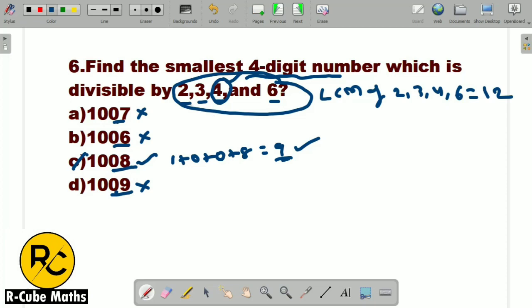The given number is divisible by both 2 and 3, so it is also divisible by 6. The given number is exactly divisible by 4, so it is also divisible by 12. That's why the smallest 4-digit number which is exactly divisible by 2, 3, 4 and 6 is 1008. Right, next question.